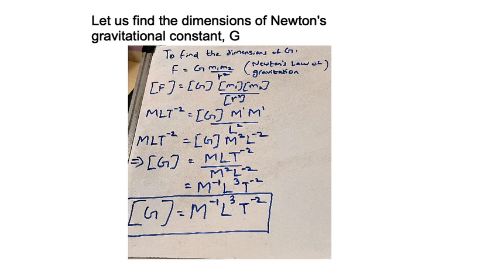So we can simplify this equation and take this M raised to 2 and L raised to minus 2 on the other side, and then it goes into the denominator, and finally we have that the dimension of G is M L T to the power minus 2 divided by M raised to 2 and L raised to minus 2. So once you do the math, you get that the dimension of G is M raised to minus 1, L raised to 3 and T raised to minus 2. So these are the dimensions of Newton's gravitational constant.